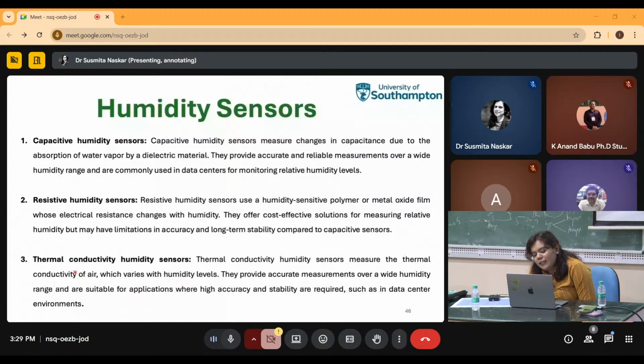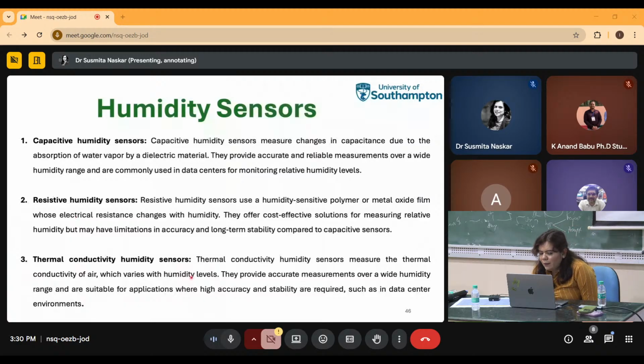Capacitive is for wide range and accuracy, whereas the second one, the resistive, is for cost effectiveness; we are definitely not thinking about accuracy for this one. But the third one is for high precision environments. Again, choosing the right type of sensor ensures more reliable monitoring, better environmental control, and cost effectiveness. Those are all factors involved when you select a sensor.